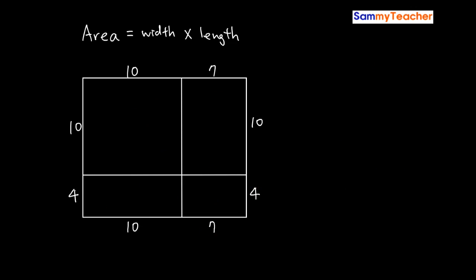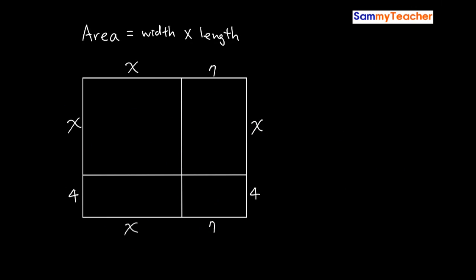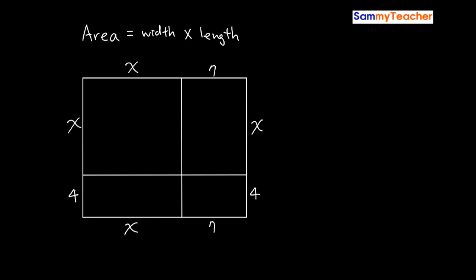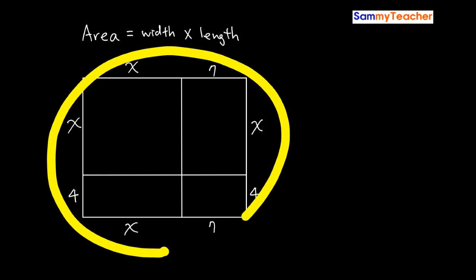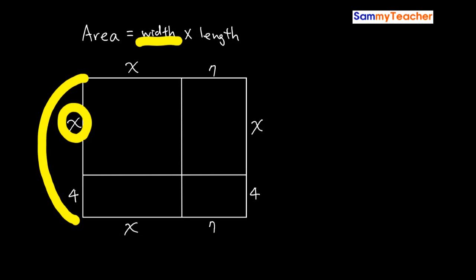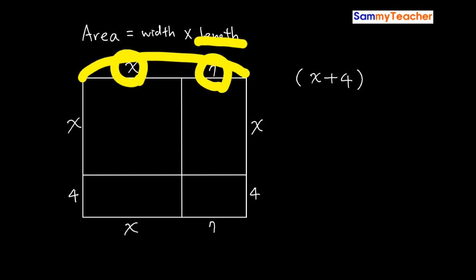Now, what I'm going to do is substitute all the tens with a letter x. So all of the tens are replaced by variable x. In order to find the expression for the area of this rectangle, we still have to use this formula. So the width of this large rectangle will be x plus 4. So I write x plus 4 here. Now I have to multiply that by the length of the large rectangle, which is x plus 7. So I write x plus 7.